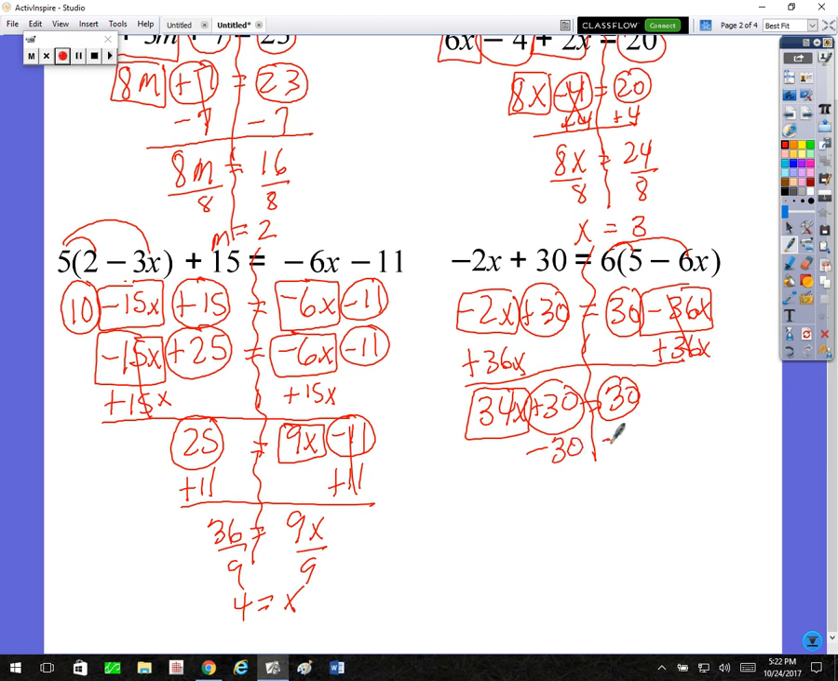Let's move this 30 over here since all of my variables are on the left side. This is going to cancel, so I have 34x. Now, 30 minus 30 is 0.